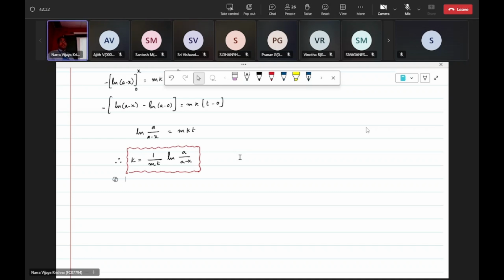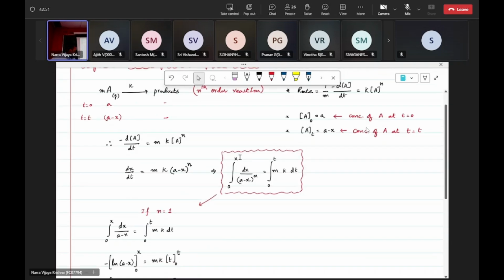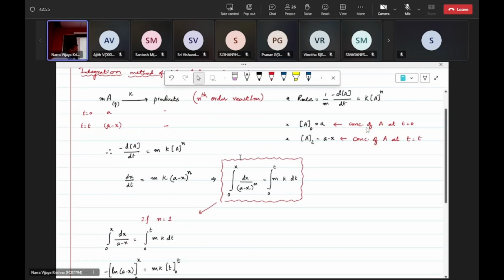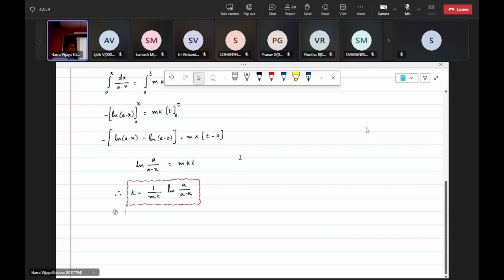If it is a complex reaction, we don't know. If it is an elementary reaction, definitely the m value becomes 1. If it is a complex reaction, the m value will not be 1. For both, we have got the same k. This is the k equation. If the given reaction is elementary, obviously m also becomes equal to 1. If it is not elementary, the m value will be equal to m. Are you able to understand?